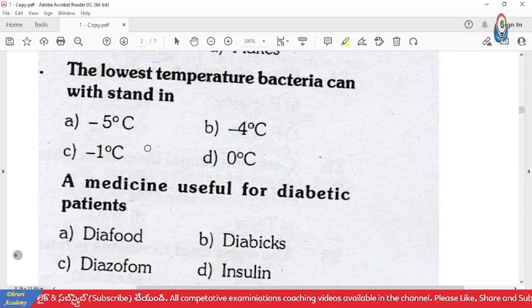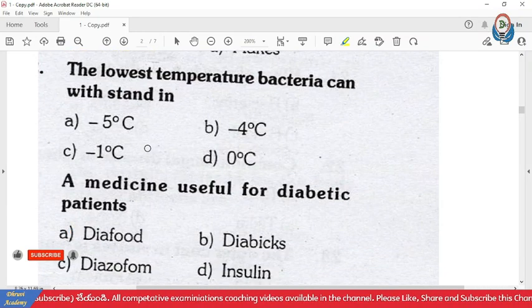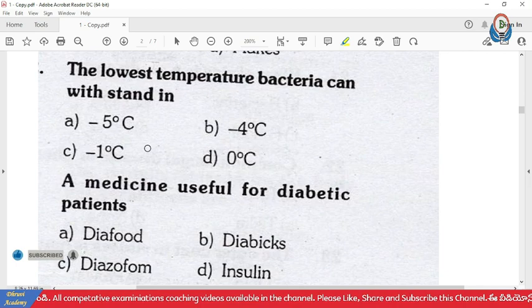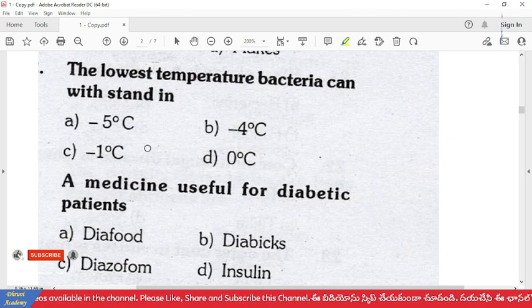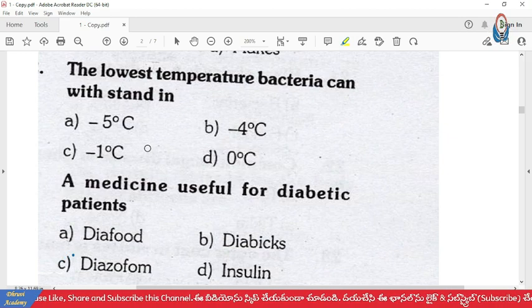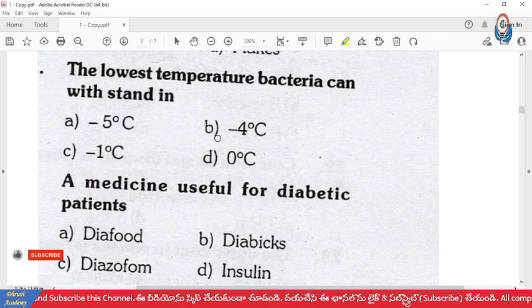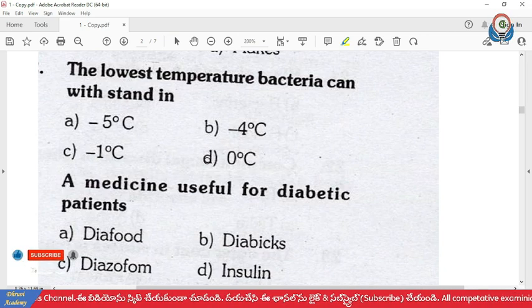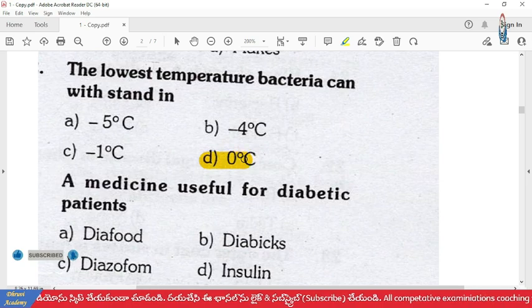The lowest temperature bacteria can withstand is, is it A -5 degrees Celsius, B -4 degrees Celsius, C -1 degree Celsius, or D 0 degree Celsius? Its answer is the lowest temperature bacteria can withstand is 0 degree Celsius. It's D.